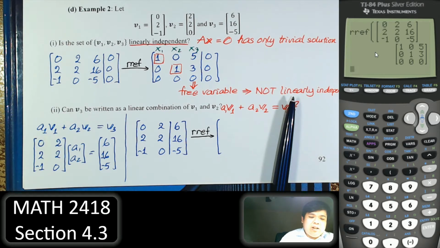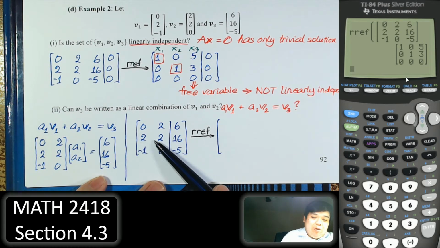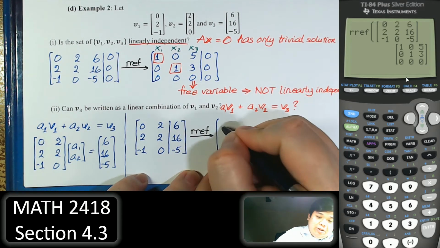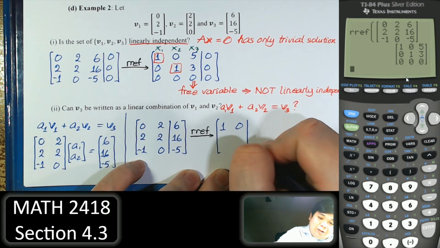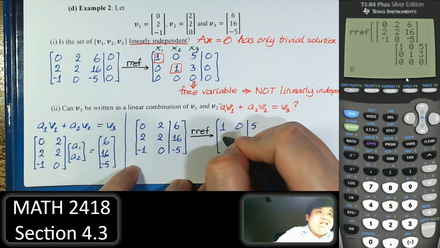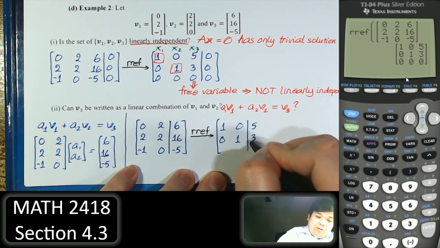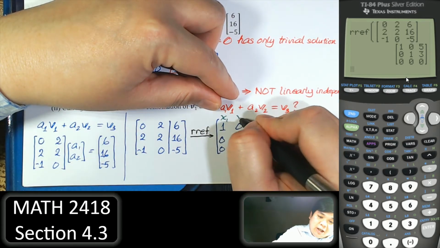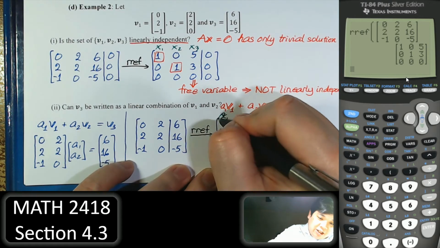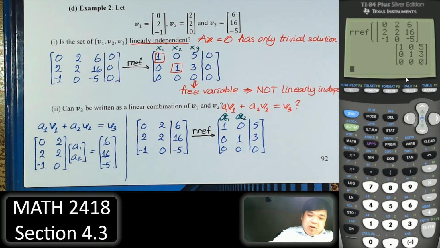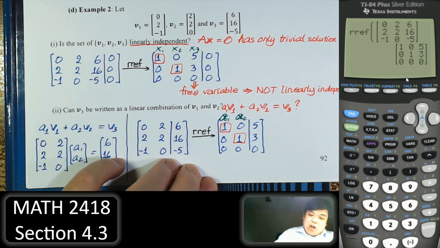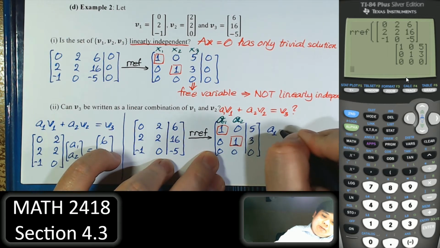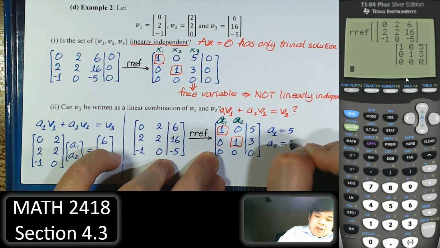Right, did we do that? Well, yeah. Sorry, the other way, that way. On the calculator, we already did that. Right. 0, 2, 6, 1. So this gives us 1, 0, 5. We just did that on the previous part of the example. So in this case, we have x1, x2, or in this particular case, a1, a2, and the pivot here and here. So obviously we have a1 is equal to 5 and a2 is equal to 3.